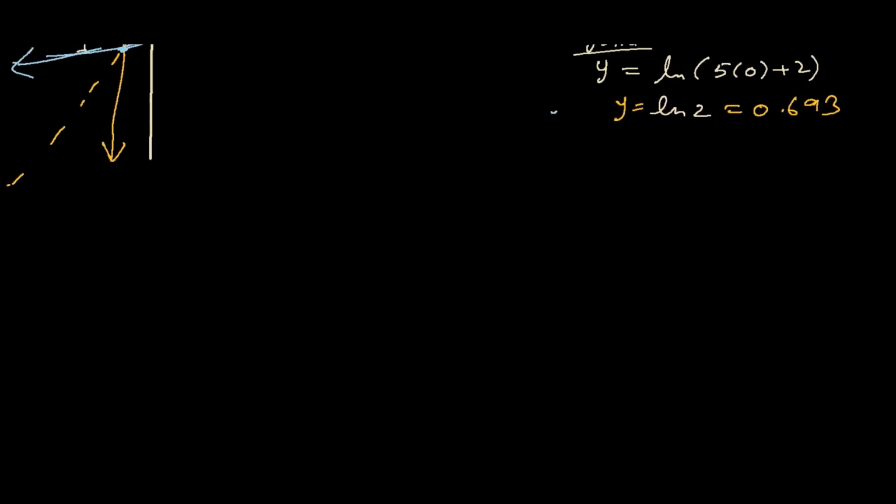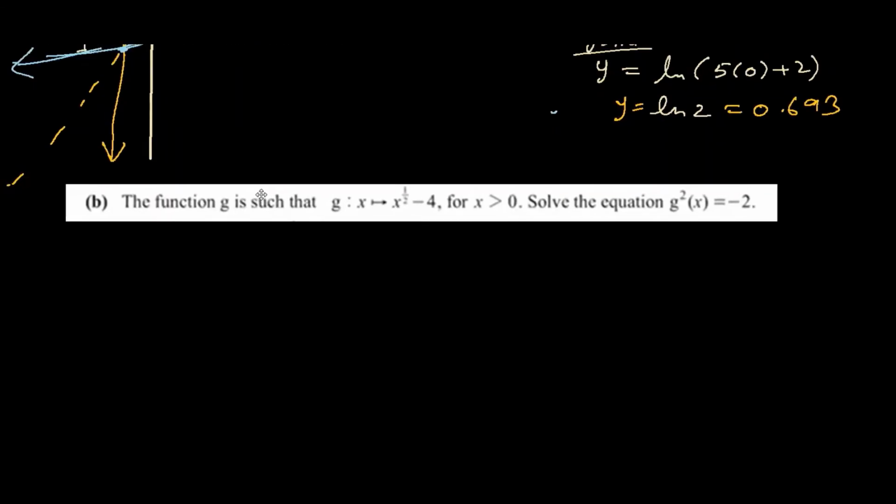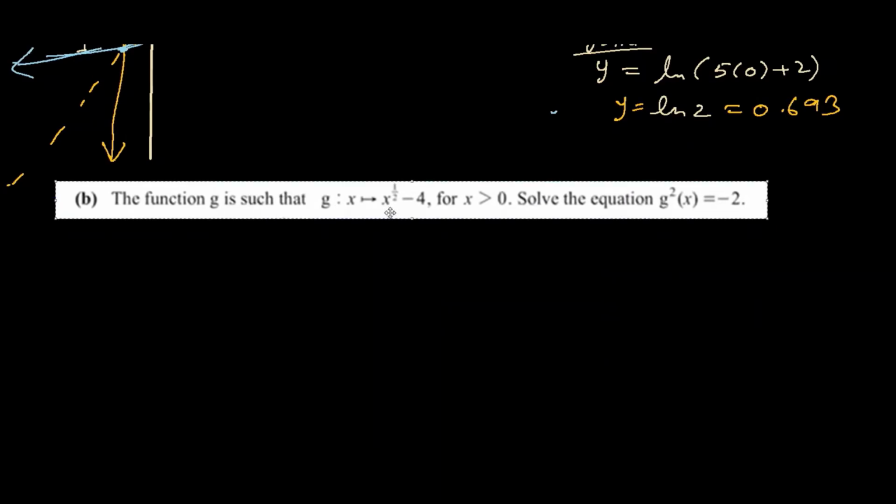The next part for this question: the function g is such that g(x) is equal to x to the power half minus 4 for x greater than 0. Solve the equation g squared x. Whenever they say g squared x, it means g of g of x. So let's substitute g of x inside g(x). So x to the power half, let me write it as square root x for simplicity. So g(x) has been replaced by what it stands for.